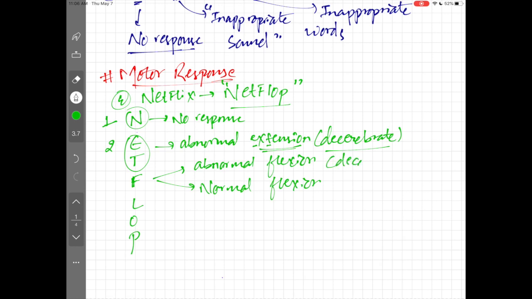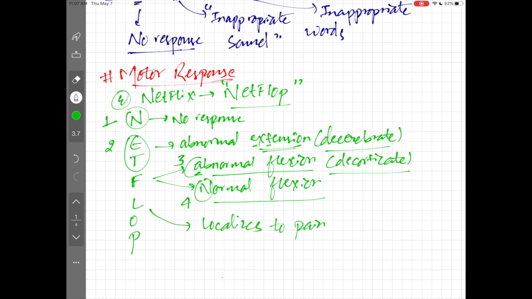Now abnormal flexion also means decorticate, as we have already understood, and A comes before N, right? So A comes before N, so it is getting a score of 3. So abnormal flexion is a score of 3, and N is after A, so normal flexion gets a score of 4. For L, we have localizes to pain. So if the patient localizes to pain, he gets a score of 5. And O is he obeys our command. So if he obeys our command, he gets a score of 6.